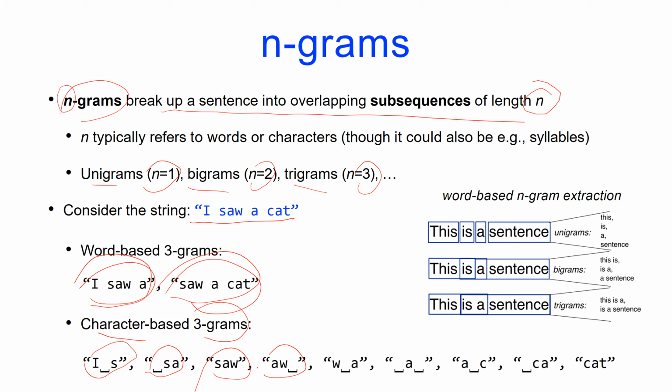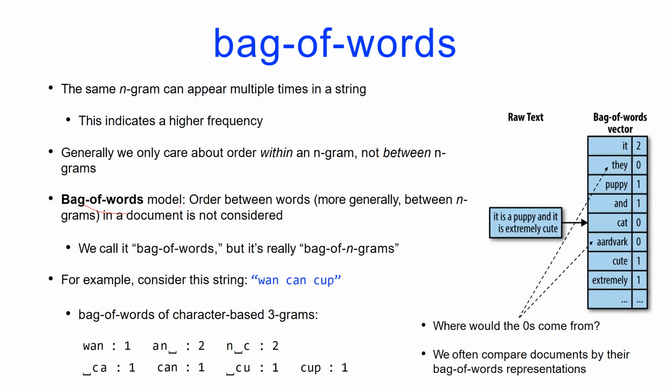And also, as you can see now, we are preserving the order inside each unit. But across units, we no longer care about the order. Between those units, there's no order. Which is the reason we call it a bag of words model. You put things in a bag, there's no order. It's a bag of words. Actually, it's more accurate to say bag of n-grams.